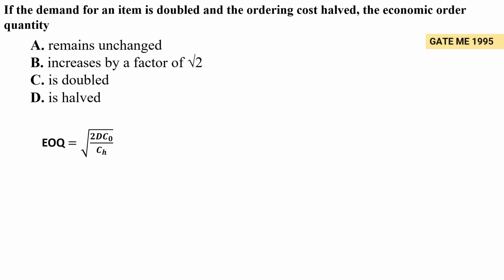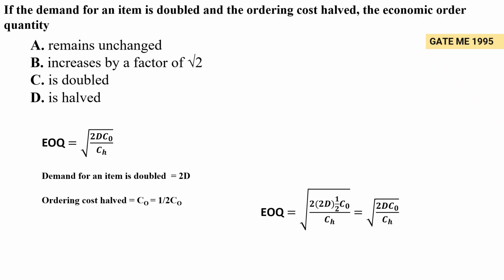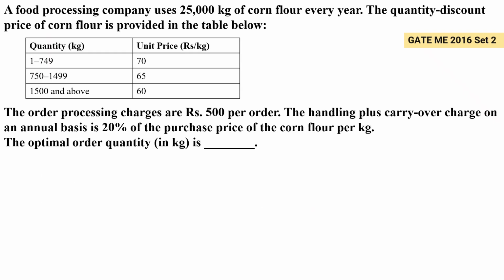So let's see the solution. We know EOQ equals the root of 2D C naught by CH. Here D will become 2D and C naught will become 1 by 2 C naught. Then EOQ equals the root of 2 into 2D into 1 by 2 into C naught divided by CH. So here the 2s will get cancelled. Then EOQ equals the root of 2D C naught by CH. So it remains unchanged. Option A is the correct answer.